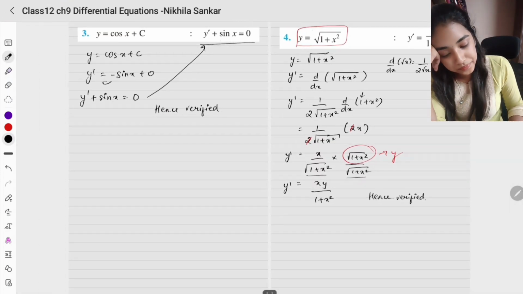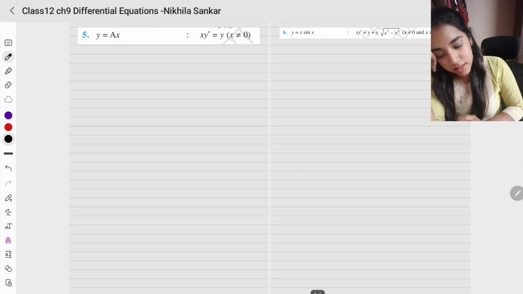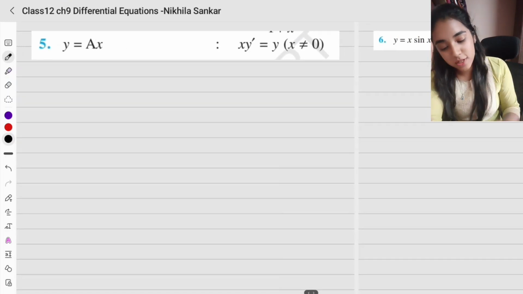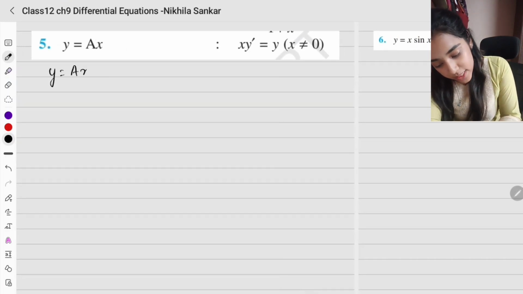Please copy. Question number 5. This is also very simple. So I have y equals ax.